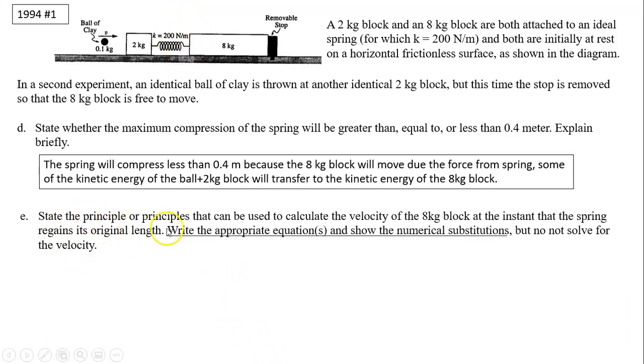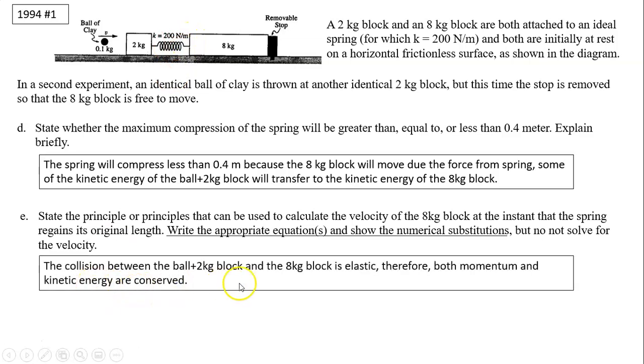Part E, state a principle or principles that can be used to calculate the velocity of the 8 kilogram block at the instant the spring regains its original length. Write the appropriate equation to show the numerical substitution, but you don't have to solve for the velocity. In this case, the ball and the 2 kilogram block are basically colliding with the 8 kilogram block. This collision is elastic because the only thing between them is the spring, and the spring is a conservative force, right? It doesn't take energy away. So the collision is elastic.